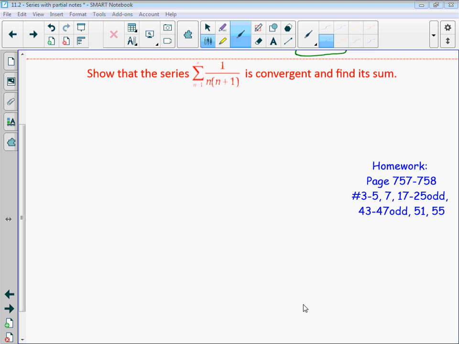Here we're going to try to show that this series is convergent and find its sum. So this is like what we had started yesterday, where we're going to take this infinity and replace it with an n, right? And then we're going to do what with the n value? Take the limit as it approaches infinity, right? So to start with, we're taking this and we're going to write it going to n.